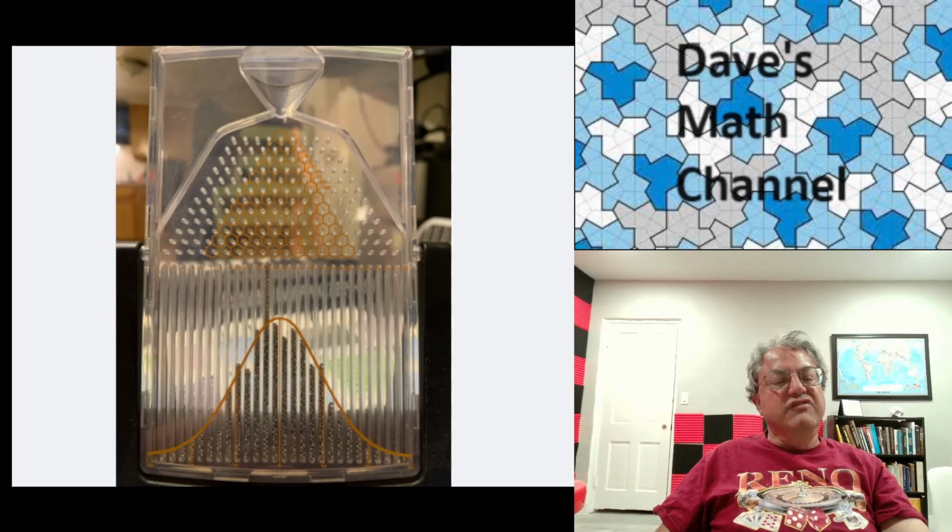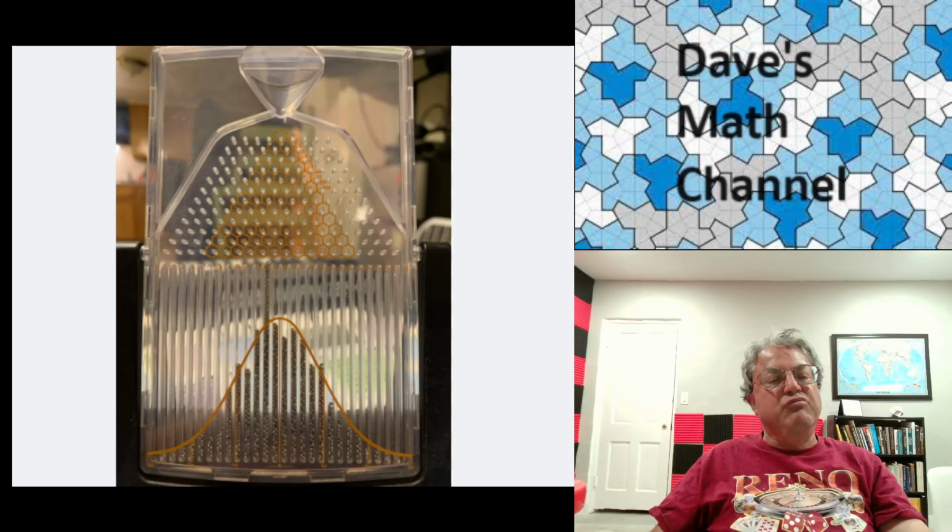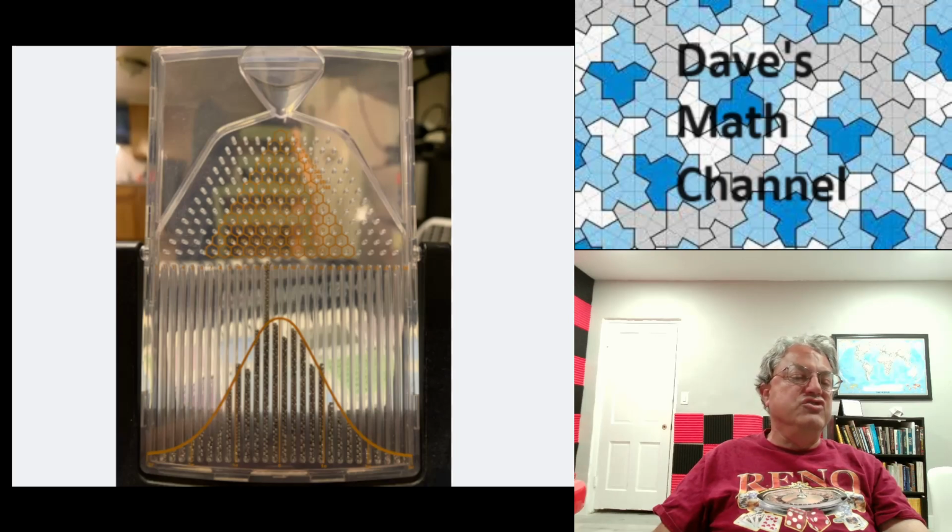So this is kind of a physical demonstration of the binomial distribution with p equals 0.5. And if you have enough balls, you'll get a nice smooth distribution. Now, this red curve they drew at the bottom is a bell curve, or a normal distribution. It turns out that if n gets large, then the binomial distribution will approach a normal distribution.